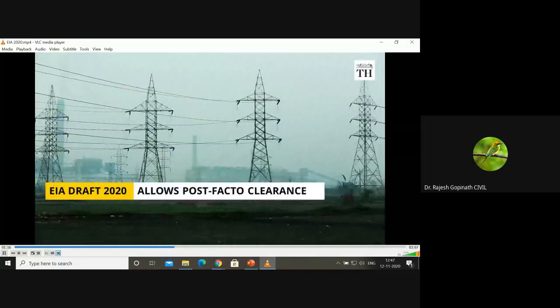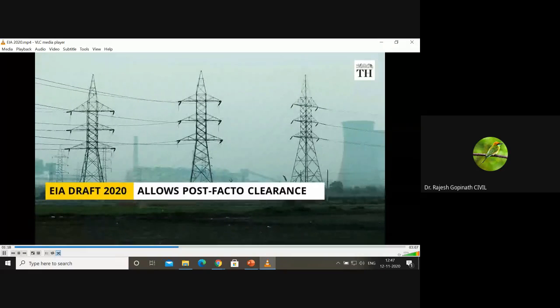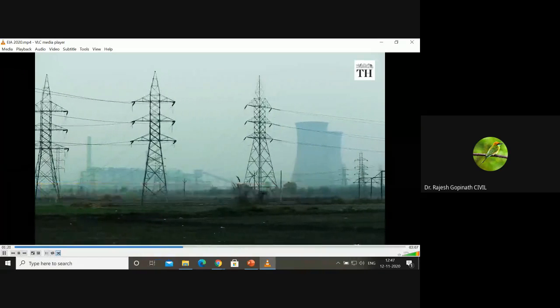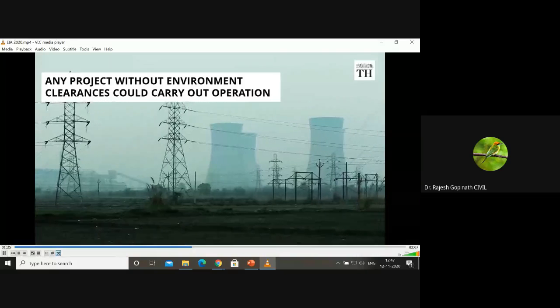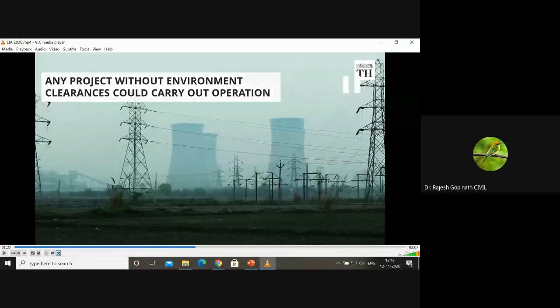The 2020 draft of EIA allows post-facto clearance. It means any project that comes up without environment safeguards or clearances would carry out their operation. That means even before they get environmental clearance, the industry can begin its construction, can begin the commissioning, can begin the operation. Then what is the basic fundamental ideology of such an EIA? So what is the use of even having an EIA wherein the damage has already happened?